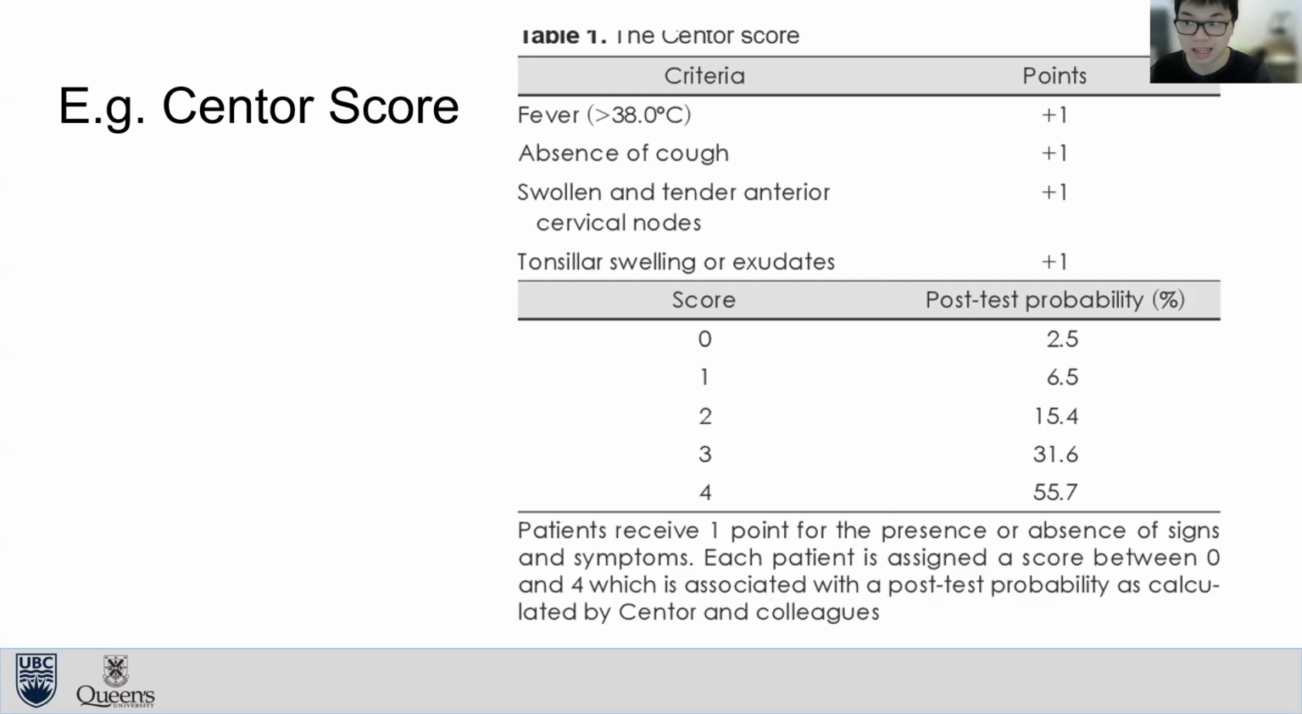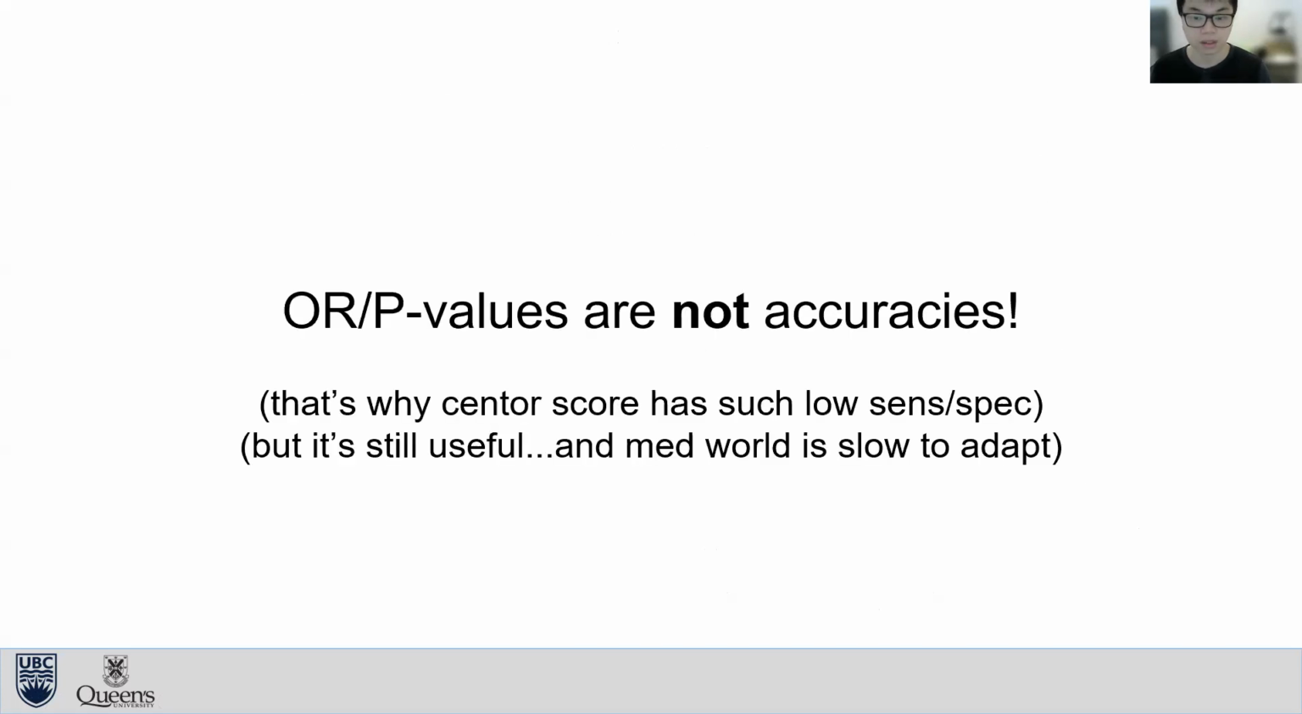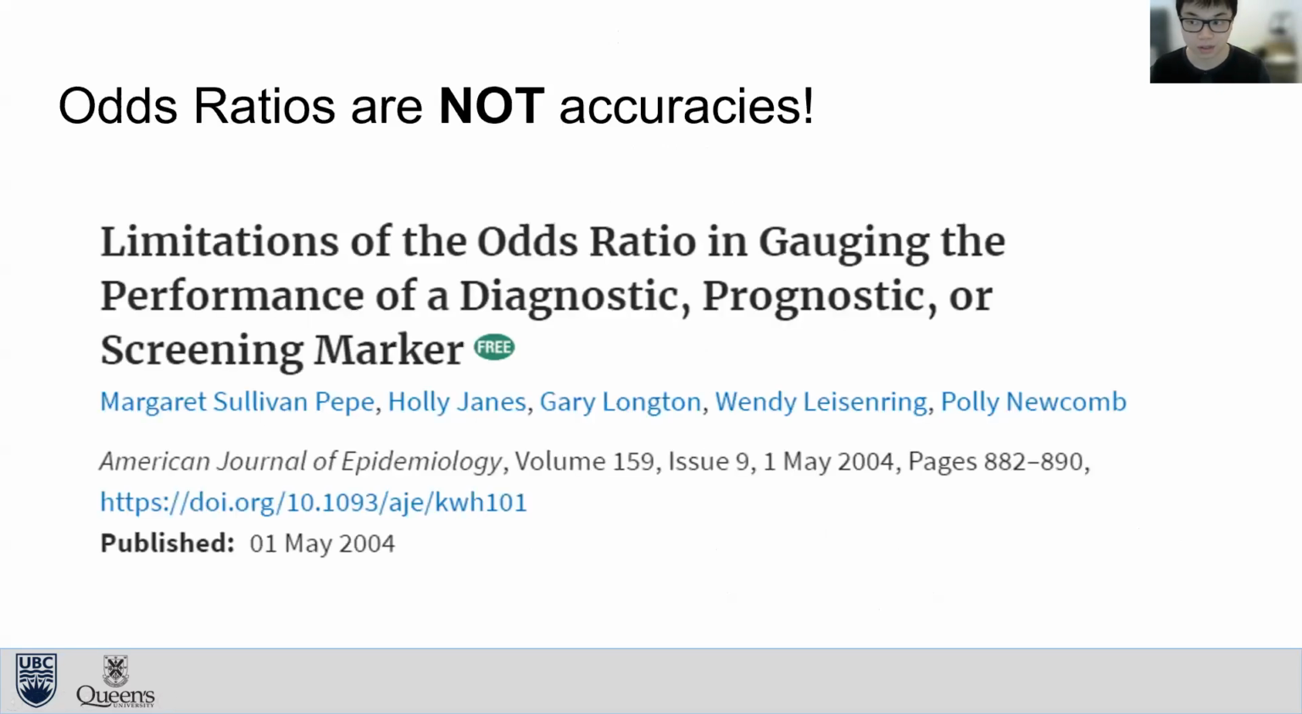Now, there's still an argument that it's still very useful clinically, but it's not as accurate as it can be, which is what we try to improve on with machine learning. So just hammer this thing: odds ratios and p-values, they're not accuracies. They tell you a characteristic of the data set, which can be useful, but it will not give you the highest accuracy measurement if you just manually interpret them. And we know the medical world is slow to adapt with new methods, particularly with machine learning methods.